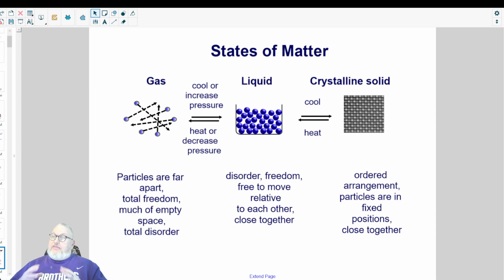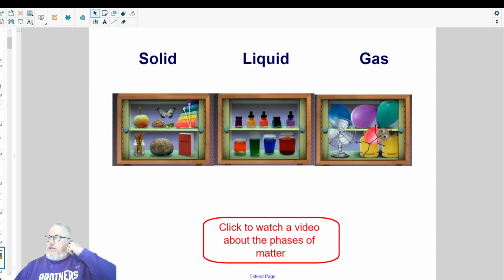In a liquid, there's disorder. There's still freedom to move relative to each other, but the particles are pretty close together. Now, a solid has an ordered arrangement. The particles are in fixed positions, and they're very close together. We'll watch a video in class about the different states, but let's move on.